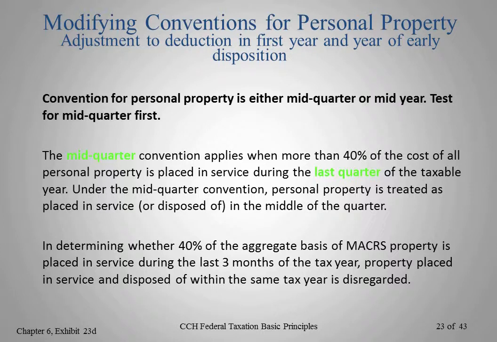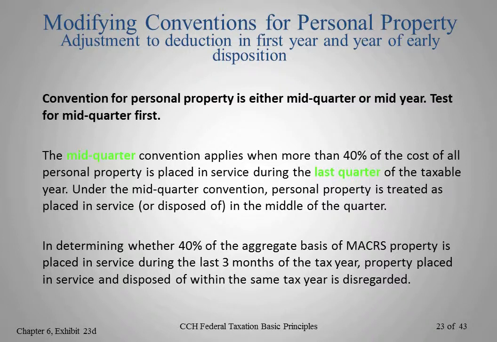So all of the property other than buildings, because buildings are mid-month, placed in service in the last 3 months. For us, that will always be October, November, December. We will not have any fancy fiscal years.